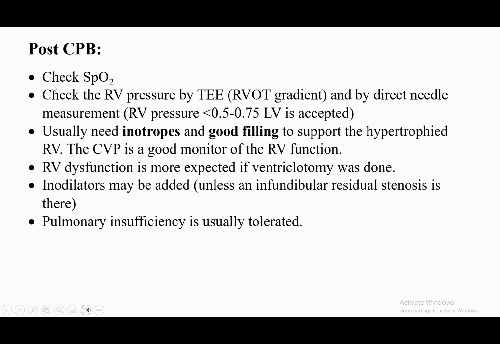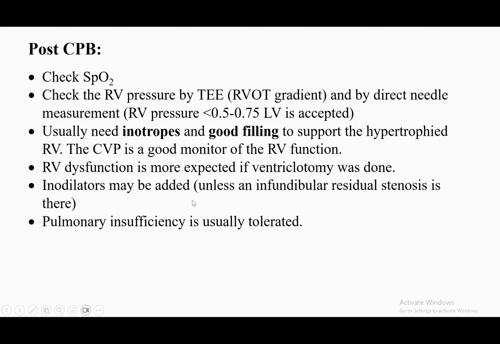Post bypass, check the saturation, check the RV pressure by TE, RVOT gradient, and by direct needle measurement. The RV pressure should be less than 2/3 of the LV pressure, or the aortic pressure. Usually need inotropes and good filling. The RV dysfunction is more expected if ventriculotomy was done.